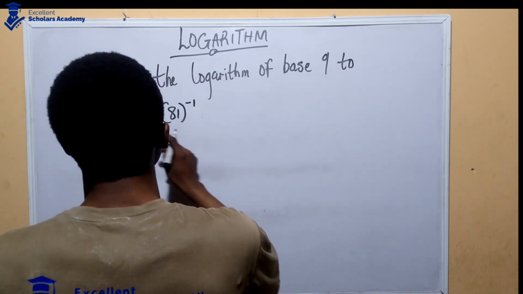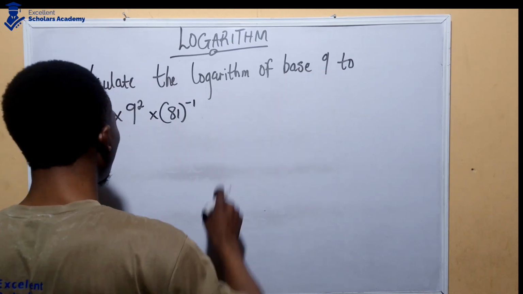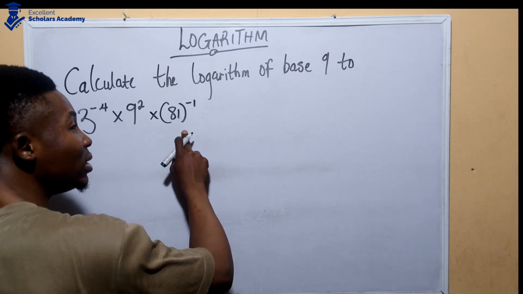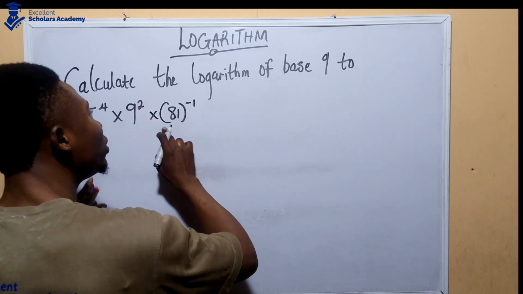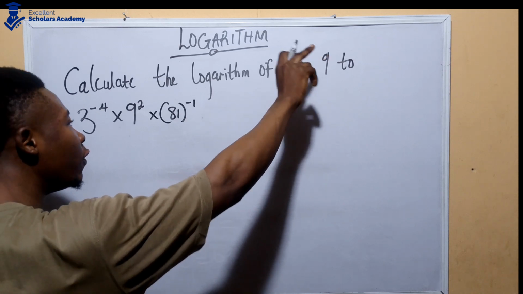So you are evaluating them, or you are calculating the logarithm of all these numbers to base 9. So we will have to evaluate this, then finally calculate it to base 9. Alright, to the logarithm of base 9.